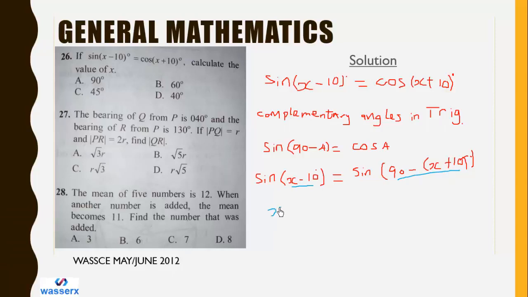So now the arguments are equal, or the angles are equal. So we have x minus 10 degrees is equal to 90 minus, in bracket, x plus 10. So if you expand, we get minus x minus 10 degrees. So we solve for x. So we get 2x is equal to 90. Then our x is equal to 45 degrees.